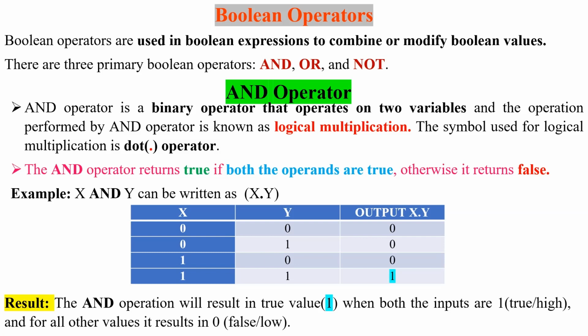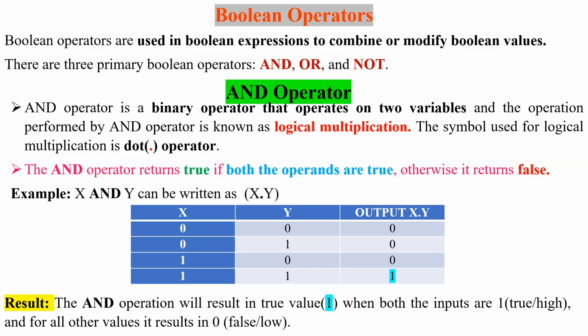The first operator is the AND operator. The AND operator is a binary operator that operates on two variables, and the operation performed by the operator is known as logical multiplication. The symbol used for logical multiplication is the dot operator. The AND operator returns true if both the operands are true, otherwise it returns false. For example, x and y can be written as x dot y.